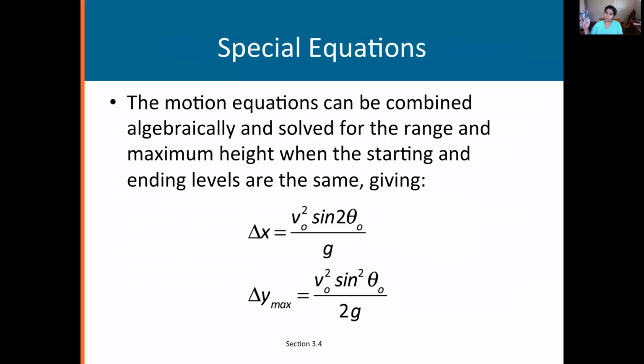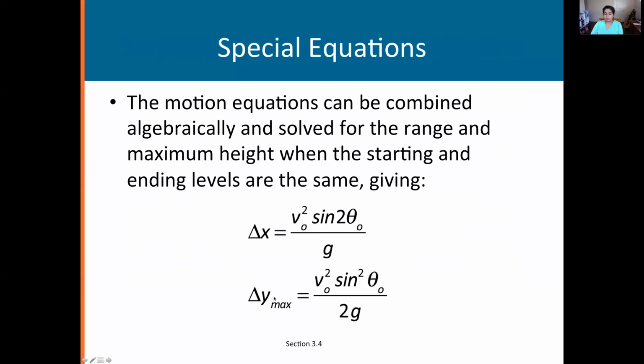Then there are some special formulae. We're not going to derive them. You're just going to be able to use them. This is for the range. Range equals v0 squared, so initial velocity squared, sine of twice the initial angle, okay, whole divided by g, which is 9.8. Delta y equals v0 squared, that's the initial velocity squared, sine squared theta, the initial angle, divided by 2g, okay? And this is the maximum height that it reaches. This one is the maximum range for the object.